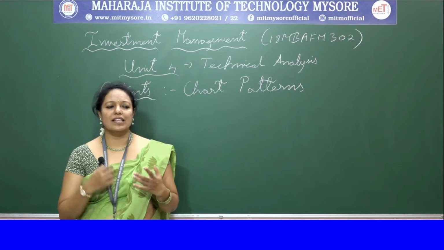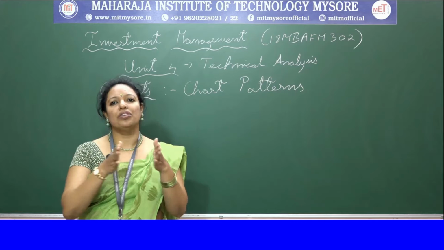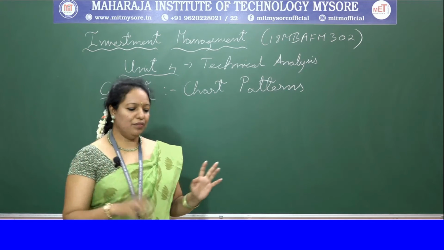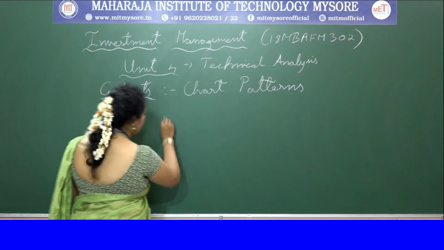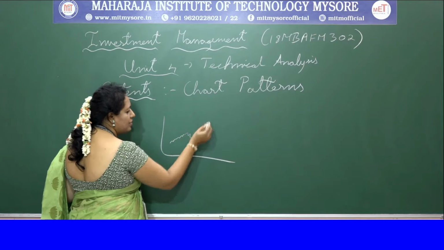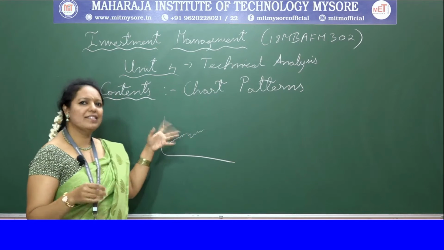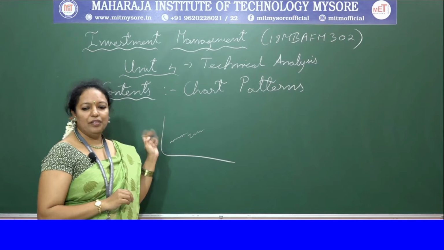The continuation pattern tells that it is an ongoing trend which will continue. For example, if the chart is like this, if the trend is going like this with the fluctuations, then we can say it is a continuation pattern, because in the future also the same pattern will be followed.